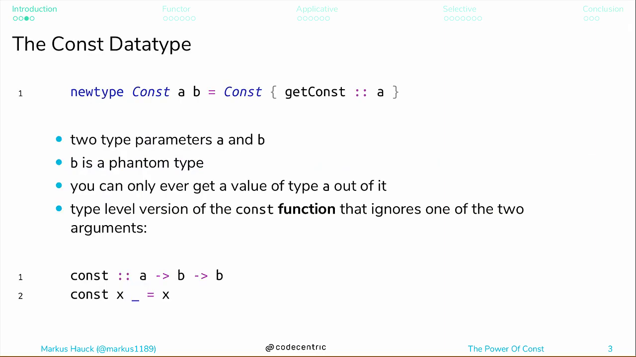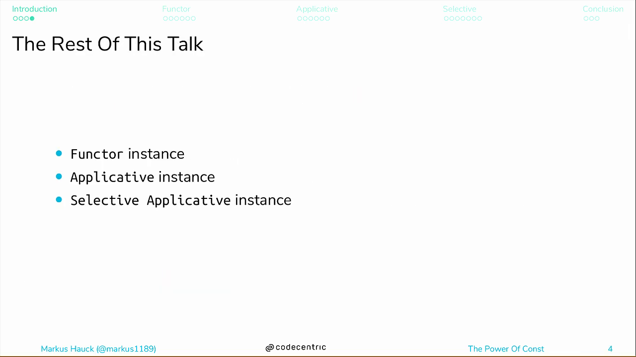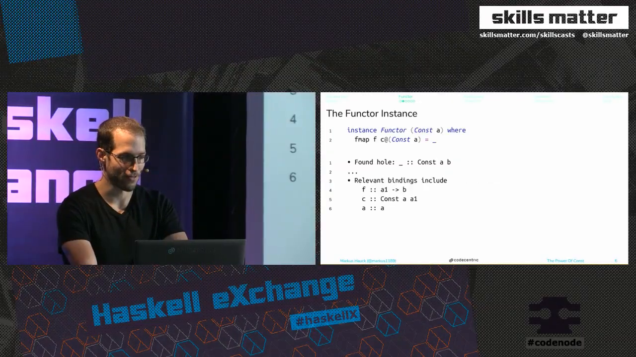Okay, so you can also think about this as a type-level version of the const function that is also present in the Prelude, which is also named const, so don't confuse those two. We are talking about the data type. So in the rest of this talk, we will go into the Functor instance for this data type, into the Applicative instance, and also into the Selective Applicative instance. Let's start with Functor.